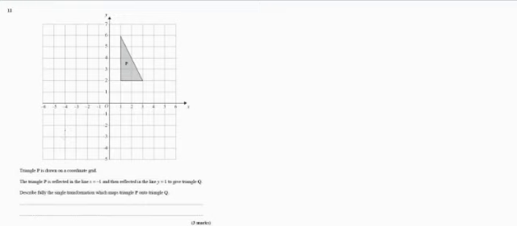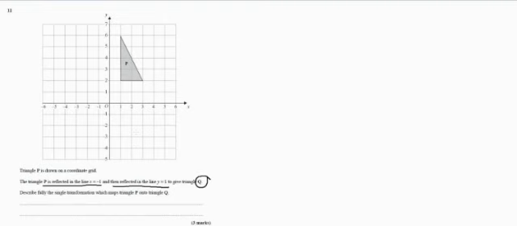In this question, triangle P is drawn on a coordinate grid. The triangle P is reflected in the line x equal -1 and then reflected in the line y equal 1 to give triangle Q. Describe the single transformation which maps triangle P onto triangle Q.